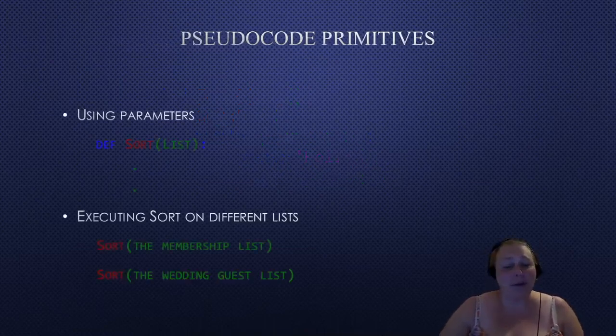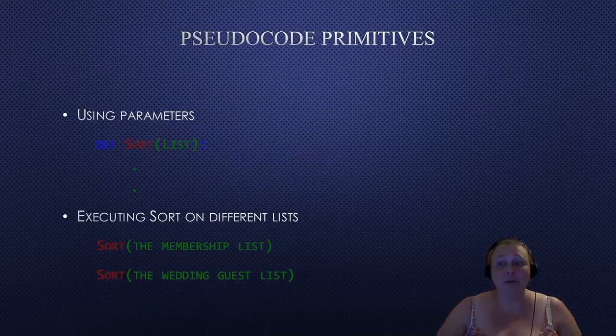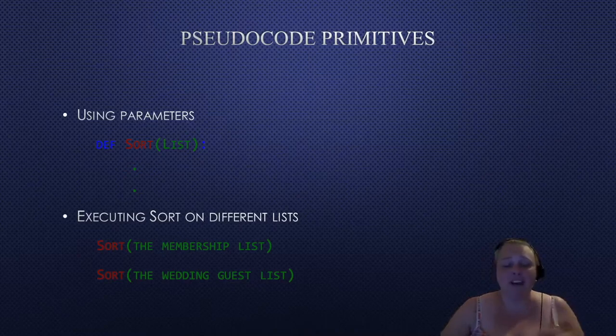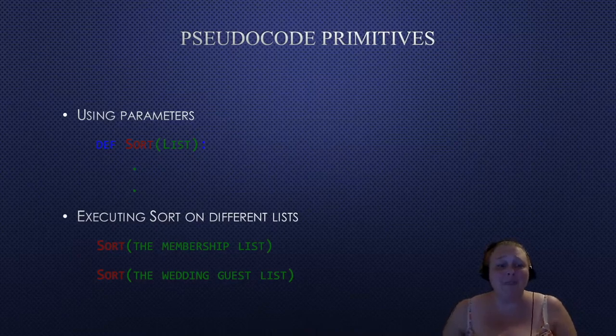So using parameters in the pseudocode, we can define our function and give it the parameter there. Here, for example, we have the list of parameters. And so, for example, if we define a function called sort and we send it a group of data, we can have it sort through the data. So on the bottom half, it would execute the sort on various different types of lists. The first one would execute the sort on the membership list, and the second one would be on the wedding guest list.